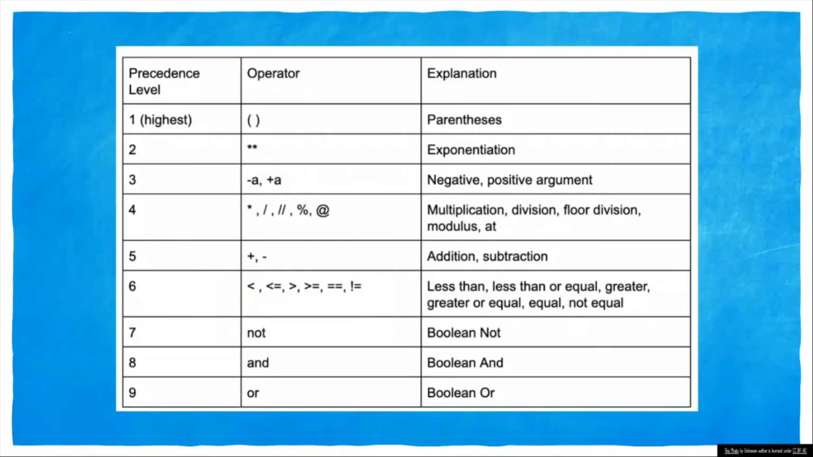So this is the operator precedence. The values are evaluated in this order. First parentheses are evaluated, next exponentiation, next negative and positive arguments, and then these. So these are something you need to keep in mind and proceed with writing the code. Now I'll show you some examples.